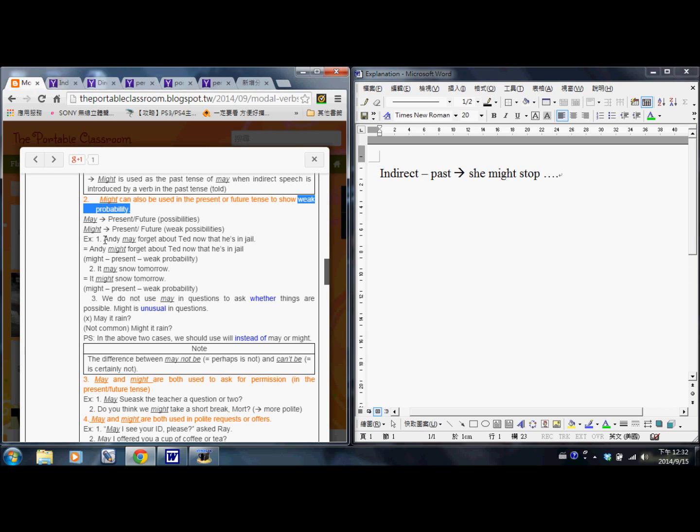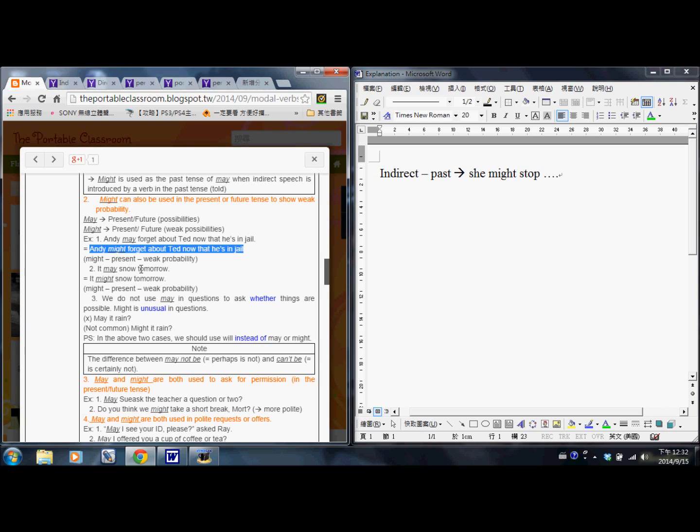Now, number 1, Andy may forget about Ted now that he's in jail. Andy might forget about Ted now he's in jail. They look similar, but when we use may, it's more likely to happen. This is stronger in possibility. And when we use might, this is weaker in possibility. So we use might, in the present, to talk about weak possibility.